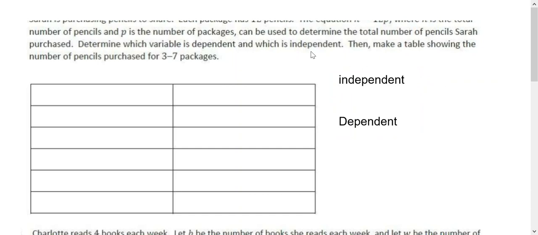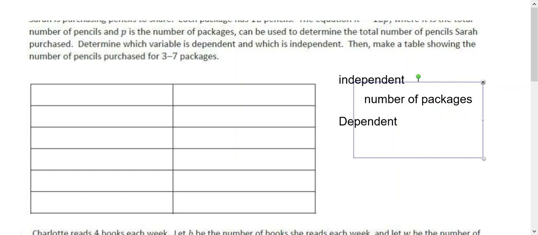Okay. So we look at this, and I'm missing the top part because it gets kind of weird. So Sarah's purchasing pencils. Each package has 12 pencils. And the equation is n equals 12p. So that's nice. They give you your equation, n equals 12p. So if you look at it, the p is your independent because it's the number of packages. And then your dependent is going to be your pencils. So depending on how many packages you have, that's going to depend on how many pencils you have, okay?